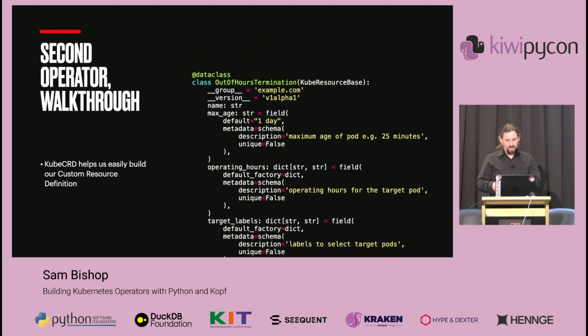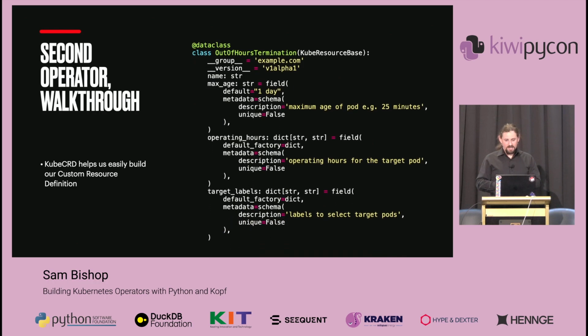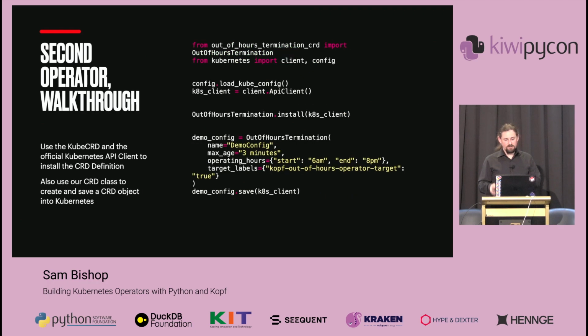And so what we have when we make our library like this is our little module now contains a custom resource definition we can make use of. So we're just saying it's going to have a name, because everything needs a name. It's going to have a maximum age, it's going to have operating hours, and it's going to have our target label, all in the custom resource definition. And then once we've got that defined, we can go and make ourselves a little script that's in a separate file, and then we can run that script to put one into Kubernetes.